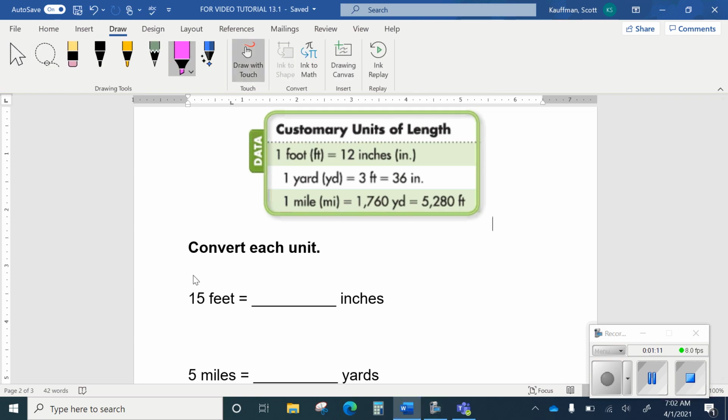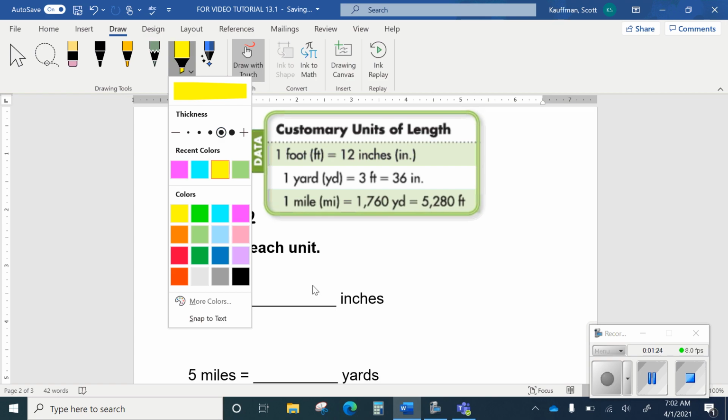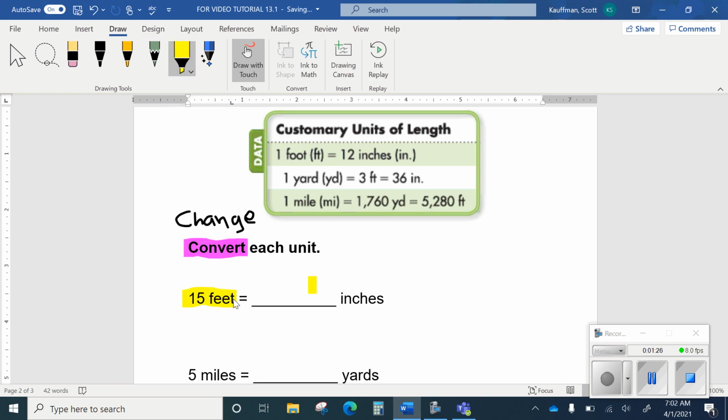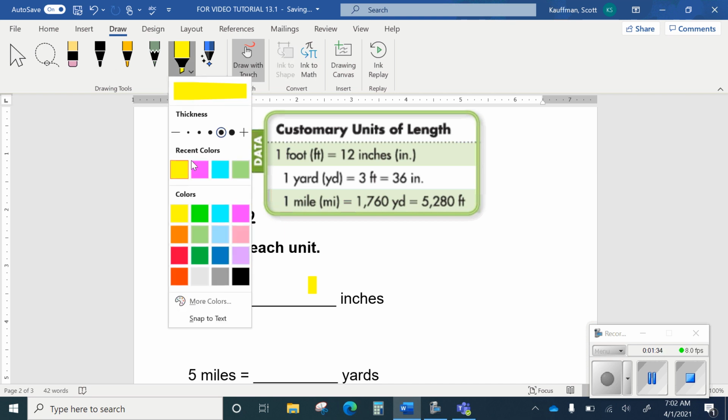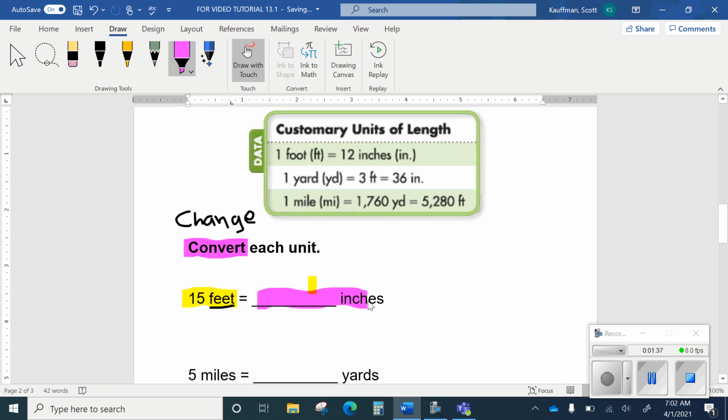So the very first word you want to take a look at is the word here, convert. And the word convert means to change. Okay, so when we change, what that means is we're going to go from one measurement to the next. So if you look at the very first one here, we have 15 feet. And the key word here is feet, because we are being asked now to convert and change that to some amount in inches. Okay, we don't know what that amount is. We have to figure out the amount that is equal in inches to 15 feet.